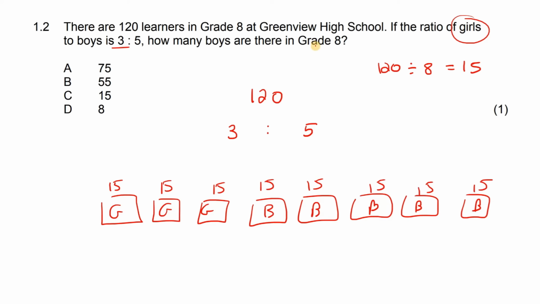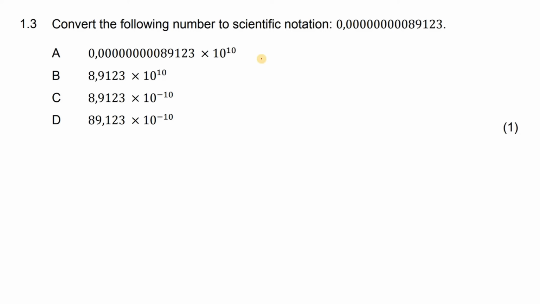Now, if they then say how many boys are there, well, the boys is 5 of those boxes. So you could say 15 multiplied by 5, and that'll give you 75. So the answer is A. Convert the following number to scientific notation.